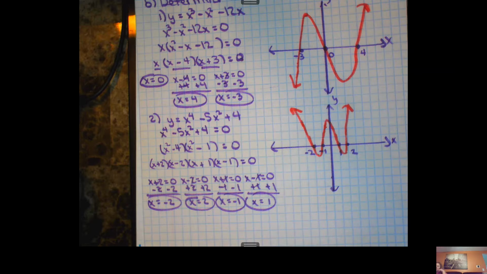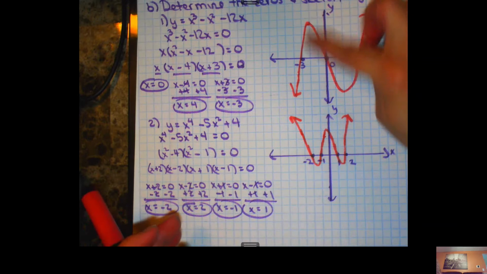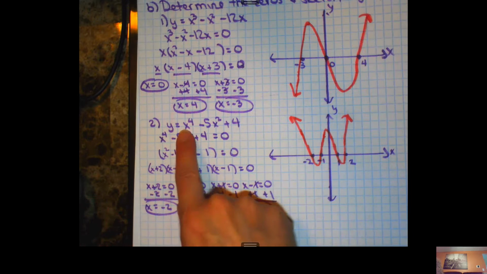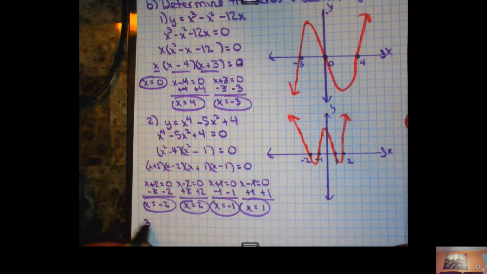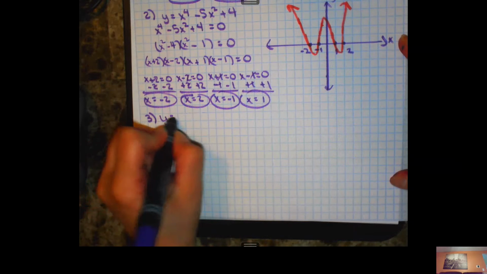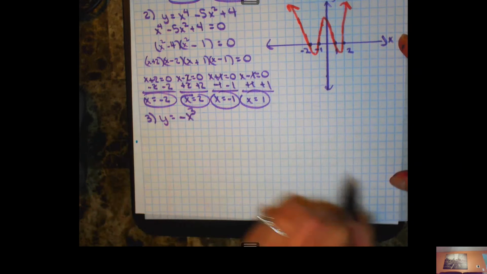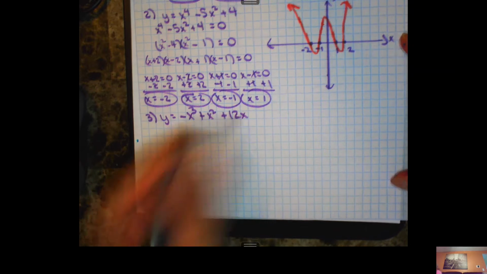The last one I wanted to talk about is if we have a negative in the front. Notice when you have a power of 3, it always comes from the bottom. When you have a power of 4, it always comes from the top, making a W shape. When you have a negative in front of the equation, it's going to flip the graph. So here's example 3. You write y equals -x cubed plus x squared plus 12x.